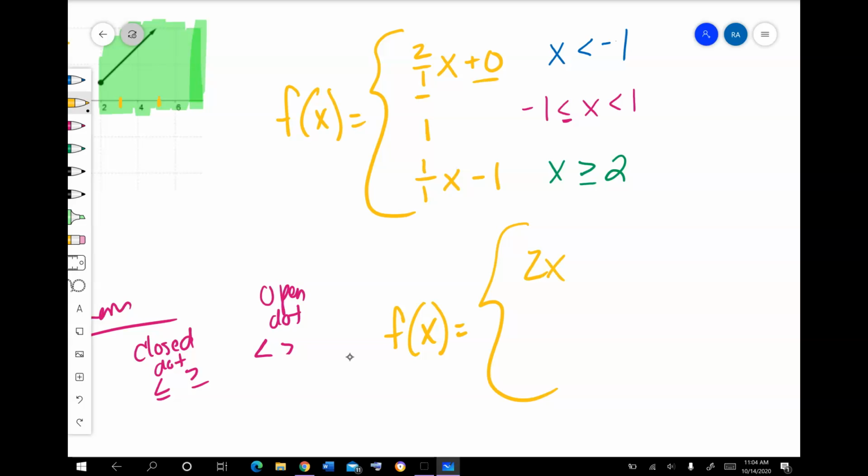Do I have to put the plus 0? No. So we're just going to say 2x, and my x's are less than -1. You can't simplify that any more than what it is. 1 over 1, what's 1 over 1? 1. So that's 1x minus 1. Okay, so you can simplify it like that, but that's it. That's as much as you can simplify it on that one, okay?